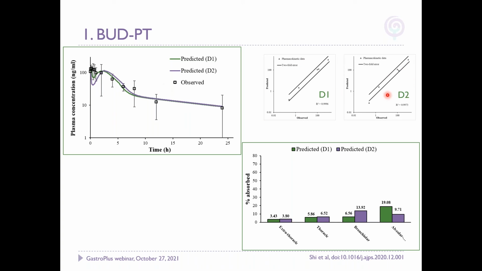As you can see here, both profiles, simulated based on D1 and D2 deposition inputs, provided reasonable prediction of the actual in vivo profile, but D1 deposition input resulted in better prediction of the in vivo determined mean plasma profile, as illustrated by higher R-square value. PCAT modeling also revealed that regional drug absorption patterns from the lungs were similar for D1 and D2 deposition inputs.